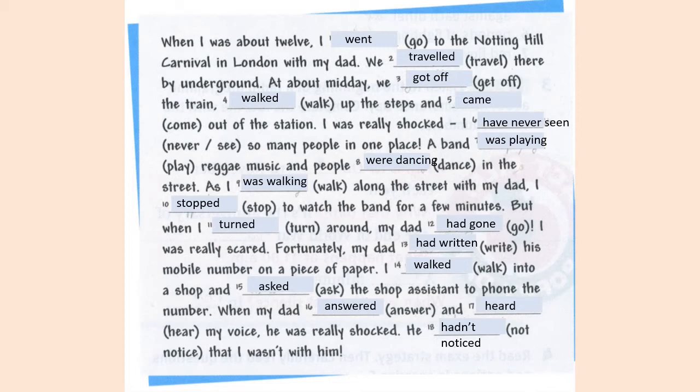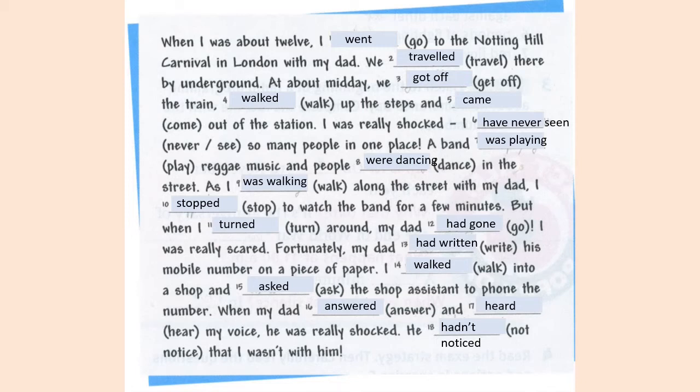I was really shocked. I have never seen so many people in one place. You should have put this verb in the present perfect form because the speaker is referring to something which started in the past but was not over yet and will probably change in the future. A band was playing reggae music and people were dancing in the street.